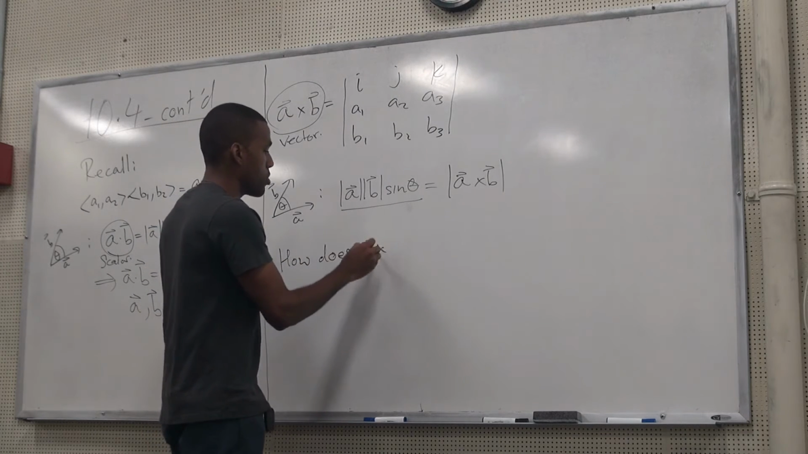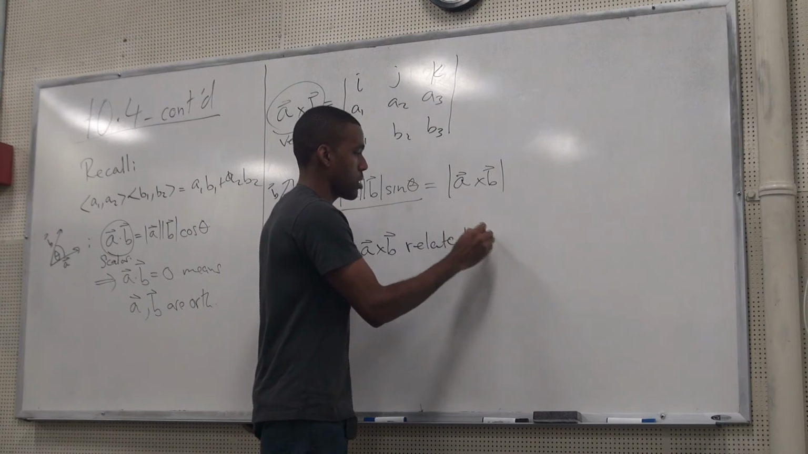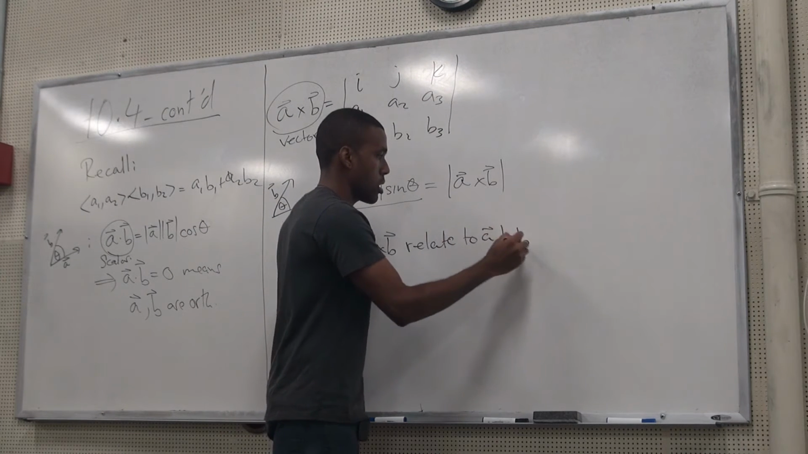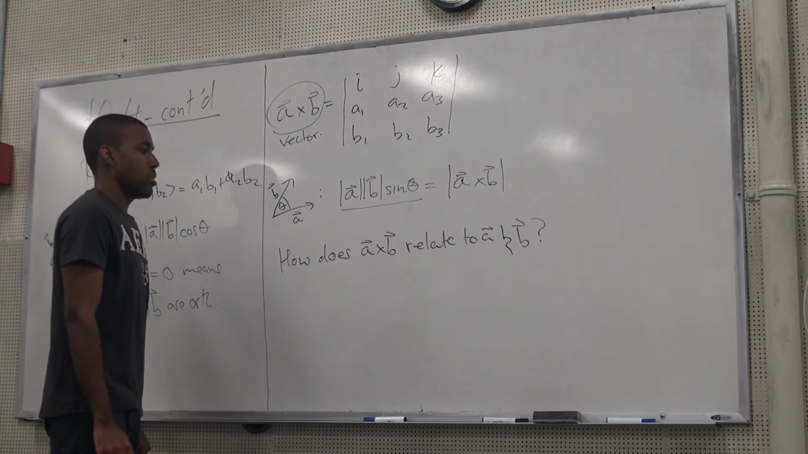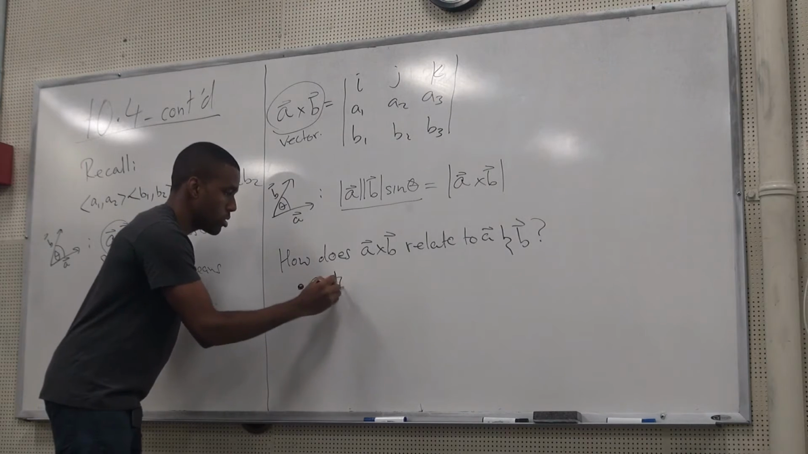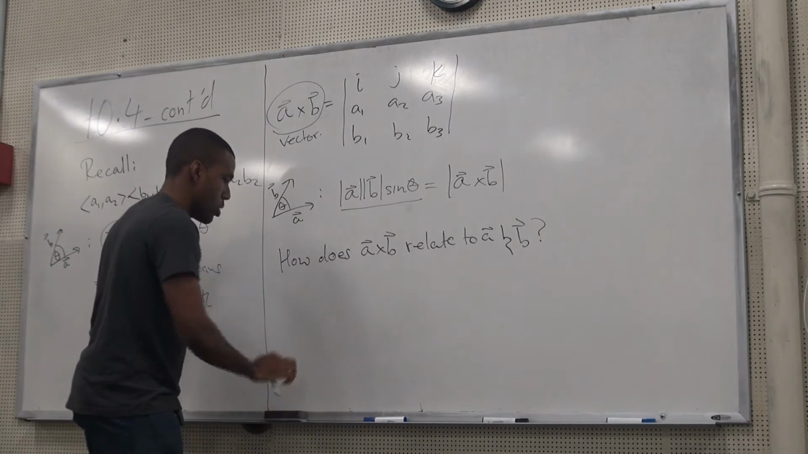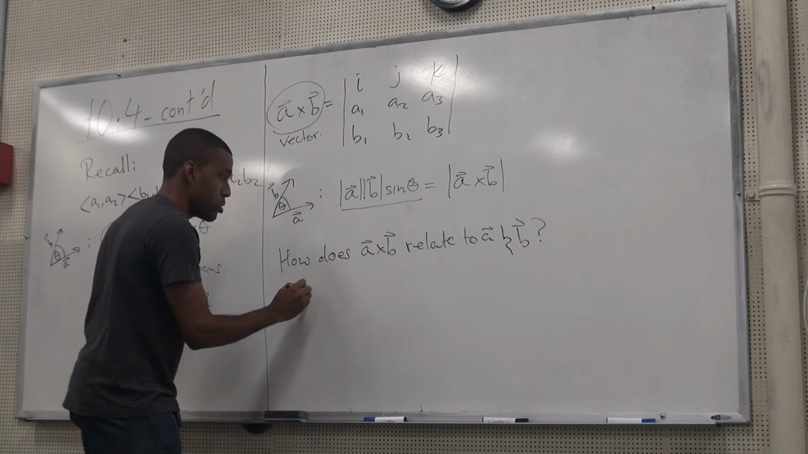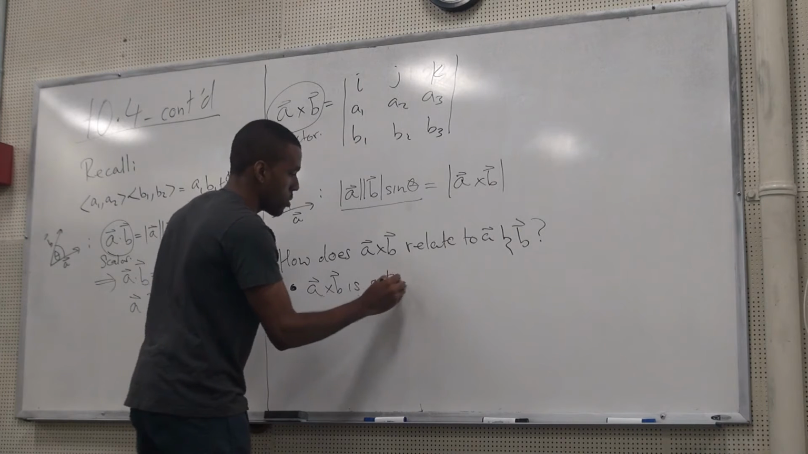How does A cross B relate to A and B? If it's equal to 0, they're parallel. Sure, we know that, but that's not what I was looking for. It's orthogonal to both. That's its main selling point. That's one of the reasons why it's most useful to us. A cross B is orthogonal to both.